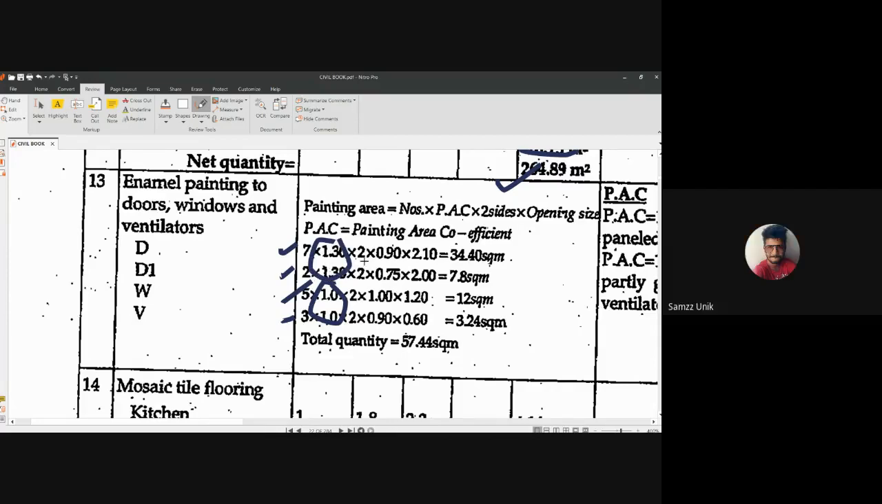How many sides are they going to do? 2 sides. On both sides you are going to do the painting. What is this 2? 2 is the 2 sides. What is this? Painting area coefficient. What is this? These are the numbers. So you are going to get the square meters.